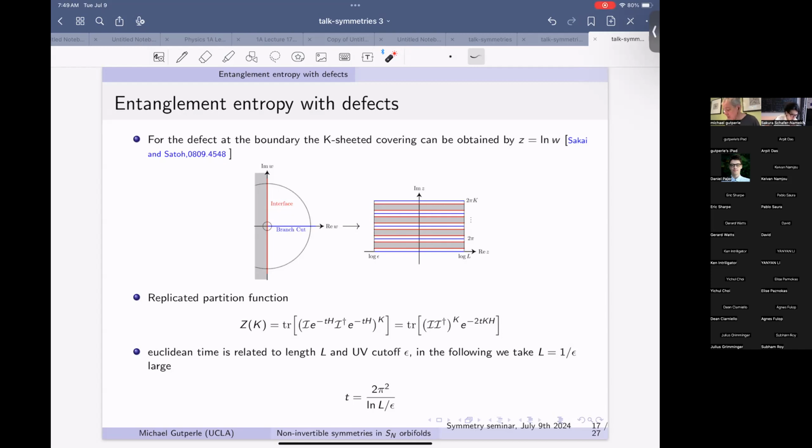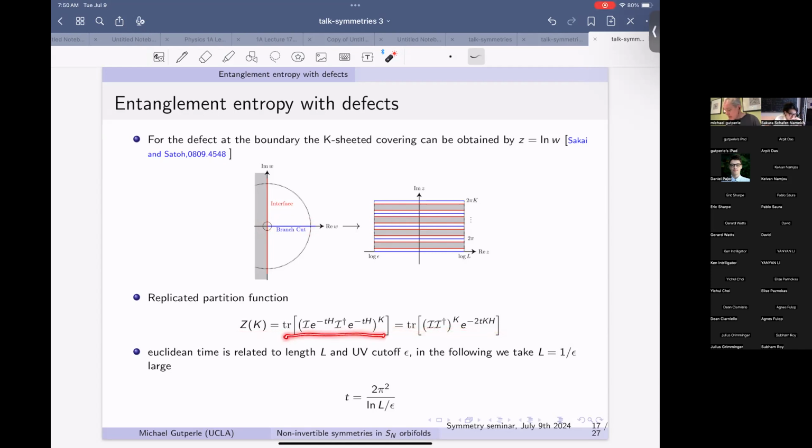Now, in the literature on symmetry resolved entanglement entropy, one can do something more general. Instead of this periodic identification, one could insert boundary states, and then the entanglement entropy will depend on these boundary conditions. But for us, we're basically using this periodic identification as the simplest way of doing this.